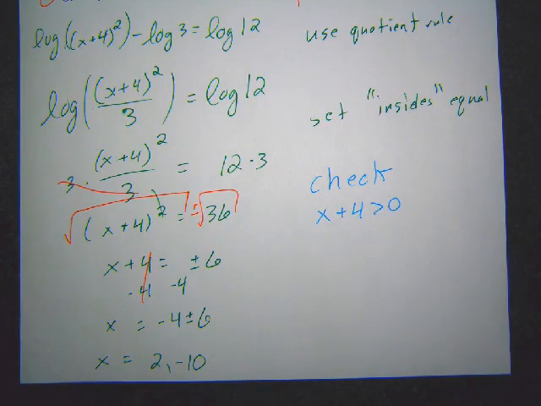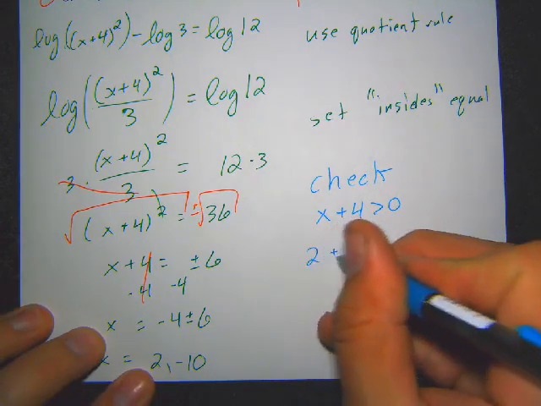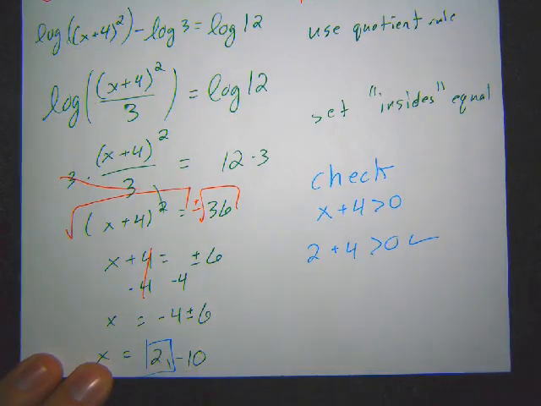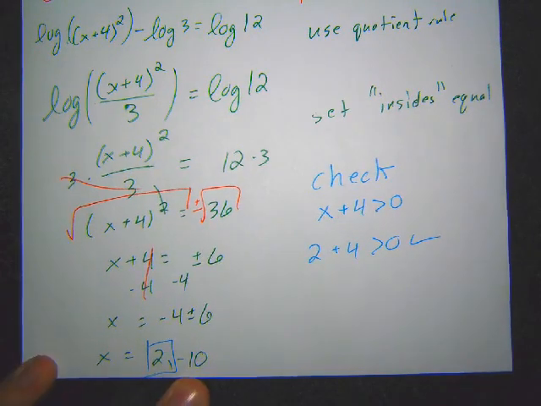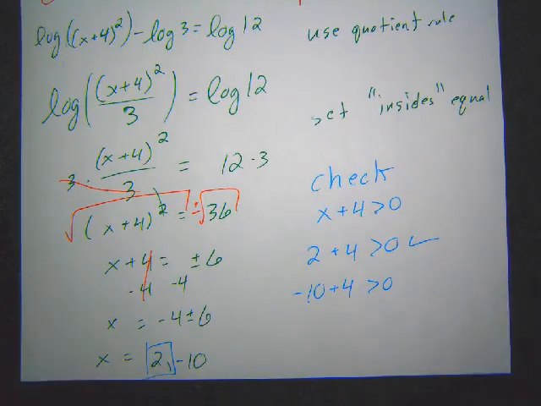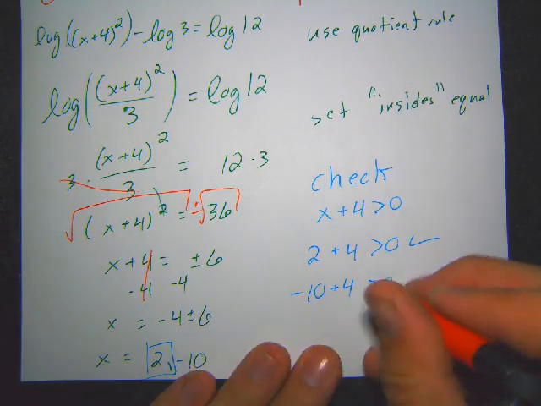So what about 2? Well, if I put 2 in there, I have 2 plus 4, which is 6, and that is bigger than 0. So that checks out. So 2 is a valid answer. We could definitely keep 2. What about -10? Well, if I put -10 plus 4, bigger than 0? Nope, it's not, because -10 plus 4 is -6.